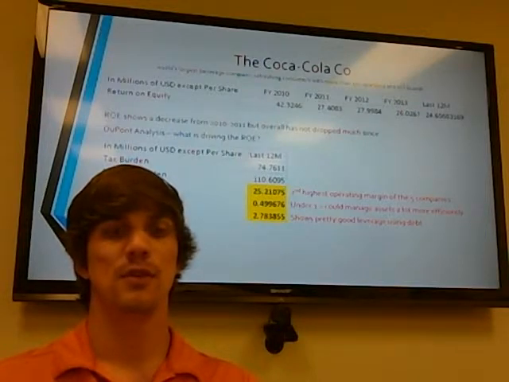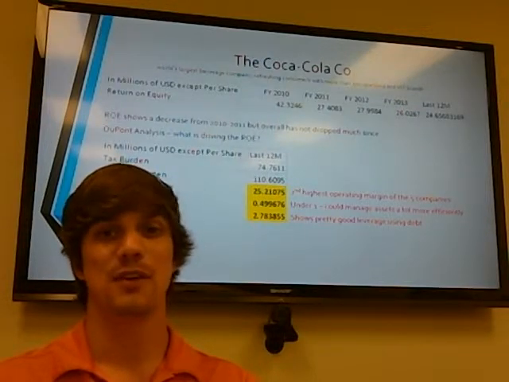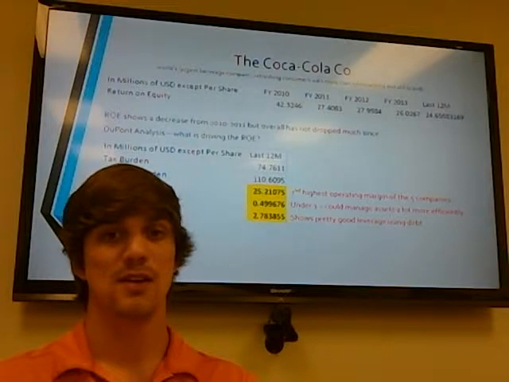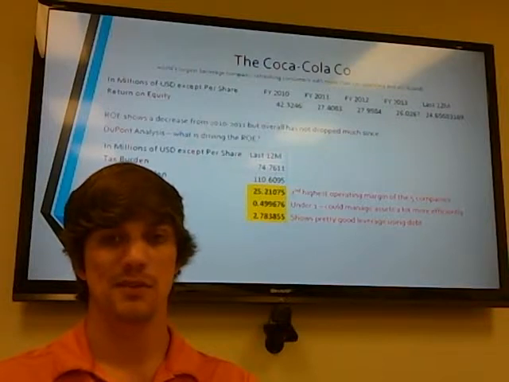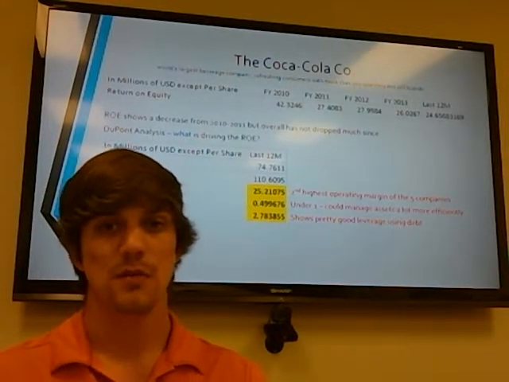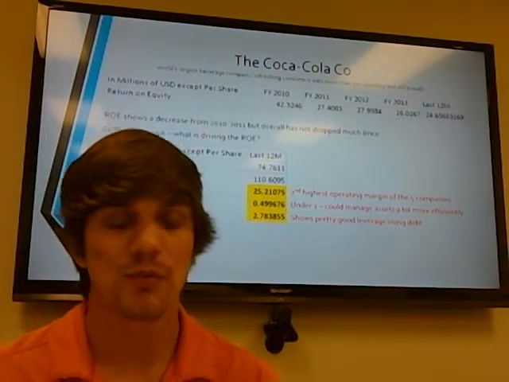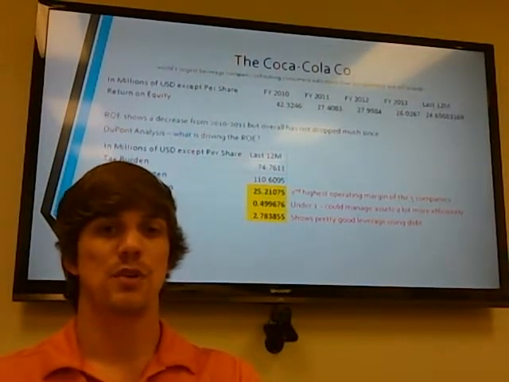2010 ROE for Coke is high. Significant drop to 2011. Kind of levels off from 2011 all the way to 13. The slight drop in the last 12 months, it's not a big deal. But I'm just kind of wondering what the big drop was.